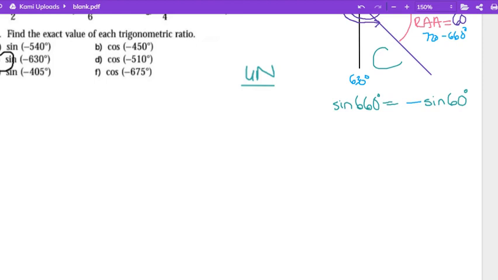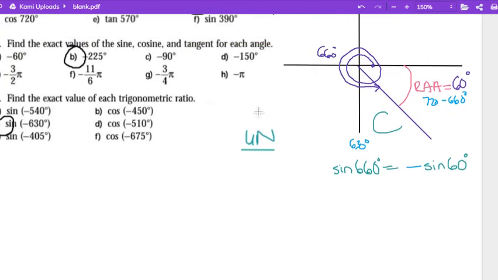So now I look at my special triangle. And I know that 60 is across from root 3, 1, 2. So sine will be negative root 3 over 2.